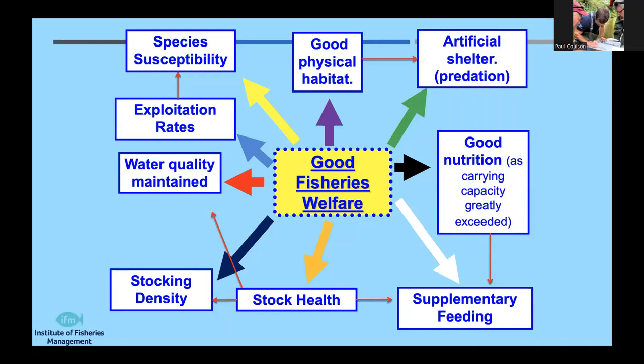And within stock health, we also need to think about species suitability. What have we got within our fishery? How susceptible are these species to things like disease, predation, angling pressure? How sensitive are they as well? So this is really just something we need to sit down and think about.